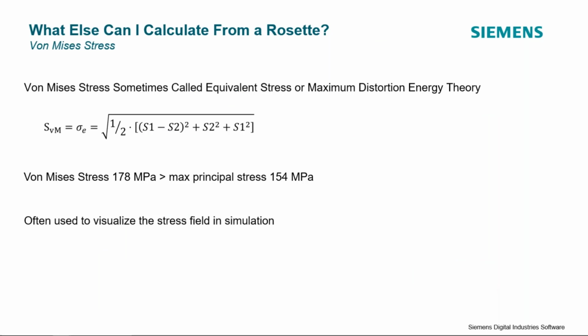So one item that it's easy to calculate after knowing the principal stresses is the von Mises stress, which is sometimes called the equivalent stress or maximum distortion energy. The equation for the von Mises stress is shown here. So I can see I've got my principal stresses 1 and 2. And then basically I subtract the 2, square them, and then add the 2 squared, take the square root of that value. And the von Mises stress is often used as a yield criterion for multi-axial loading.